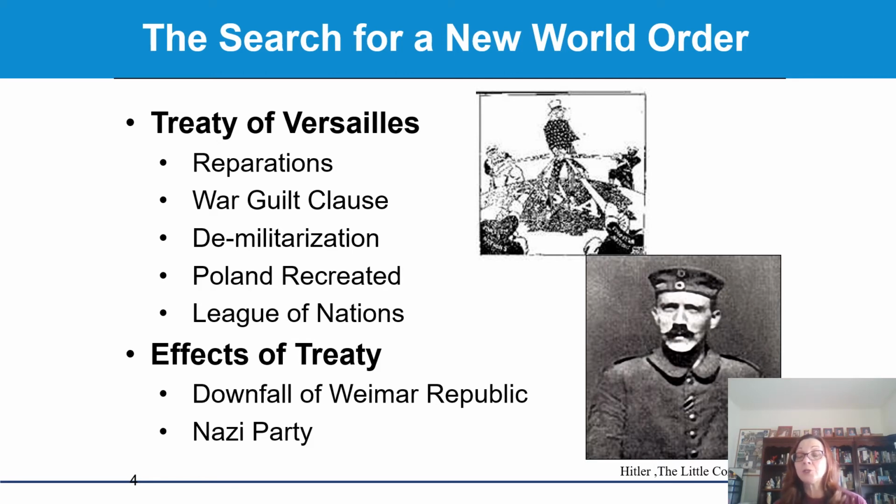Another issue that caused great tension in Germany after the war that was brought on by the peace conference and the treaty was the war guilt clause. There is a clause in the Treaty of Versailles that says Germany is solely responsible for the war. So in other words, we're saying that Germany started the war. It's their fault that there was a war. And of course, that's really simply not true.